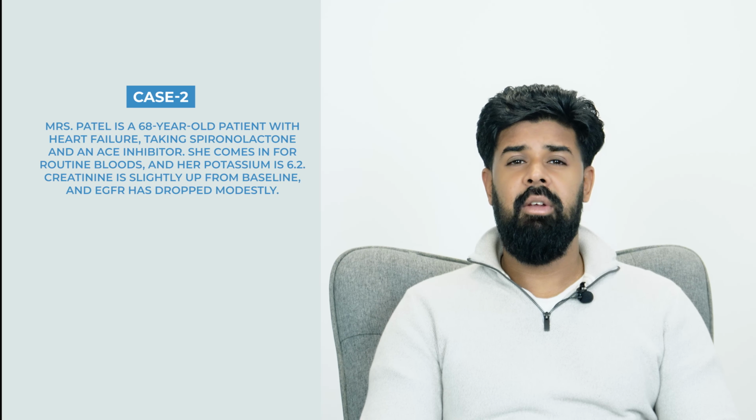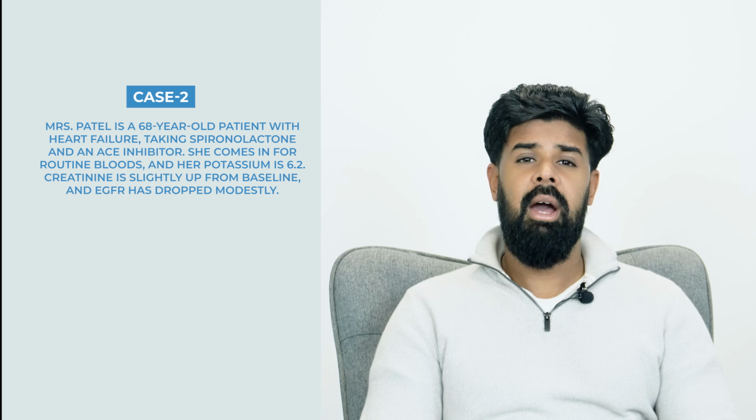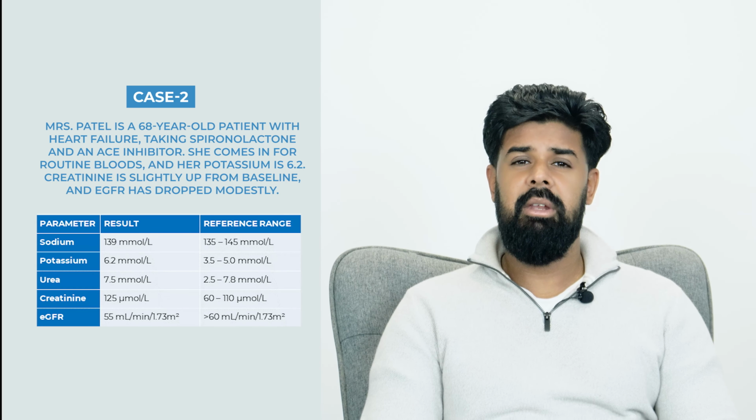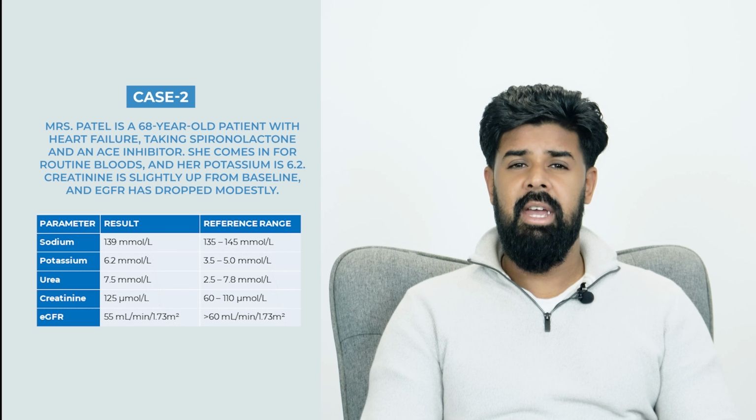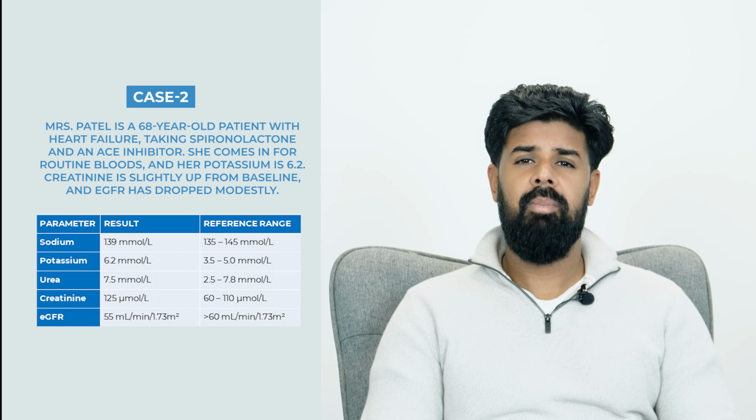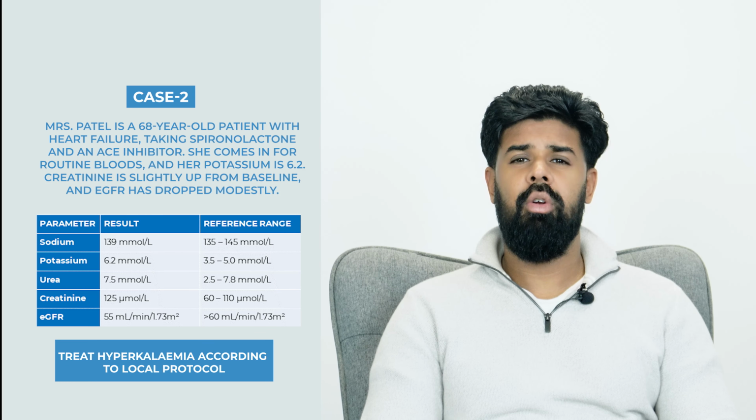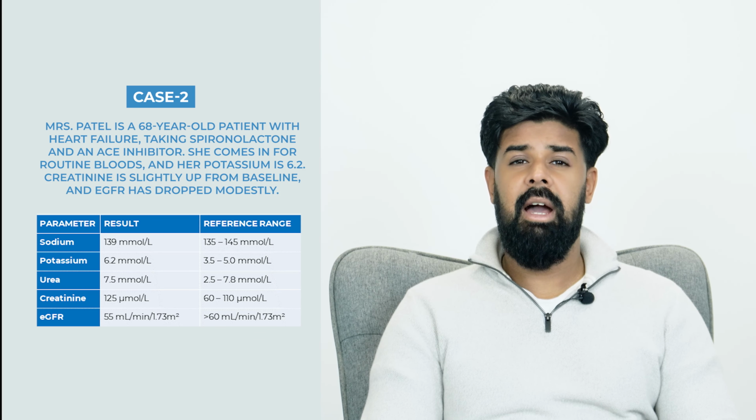Mrs. Patel is a 68-year-old female patient with heart failure, taking spironolactone and an ACE inhibitor. She comes in for her routine bloods and her potassium is 6.2. Creatinine is slightly up from baseline and eGFR has dropped modestly. Here are her results. The immediate management would be to stop the offending agent, most likely to be spironolactone, repeat the potassium urgently, and start treating hyperkalemia according to your local protocols. This may include giving IV calcium gluconate, insulin and dextrose, and potassium binders if required.